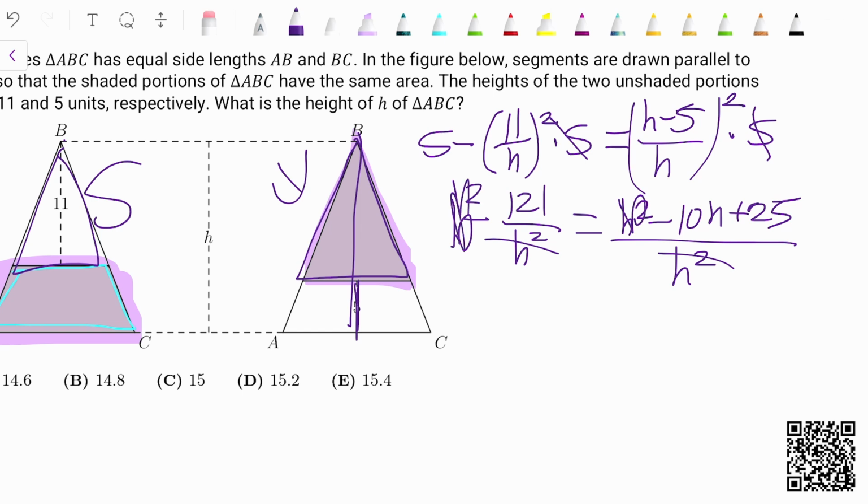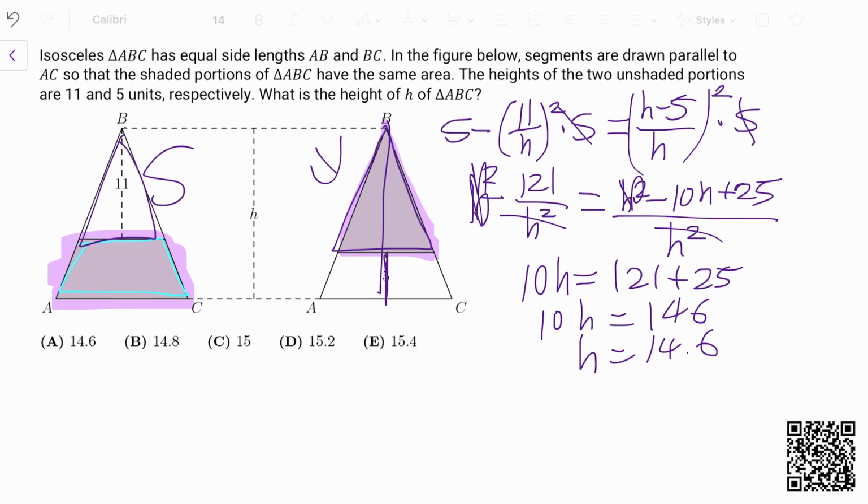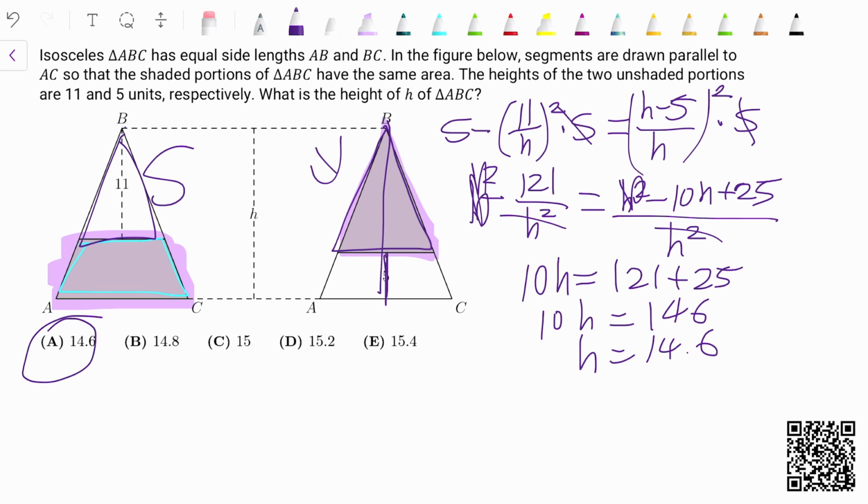And then we move the 10h to the left side and the negative 121 to the right side. So 10h is equivalent to 121 plus 25. 10h is equivalent to 146. H is equivalent to 14.6. So that means that the answer to this problem is A, 14.6.